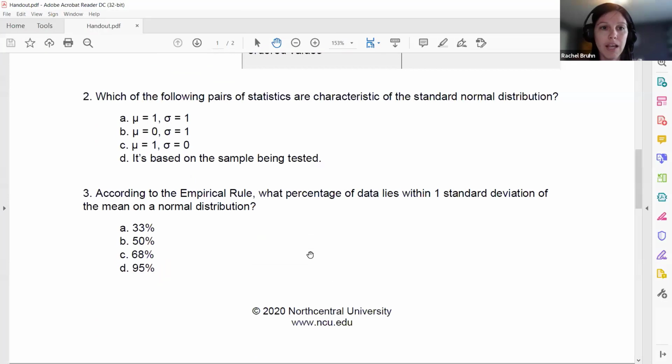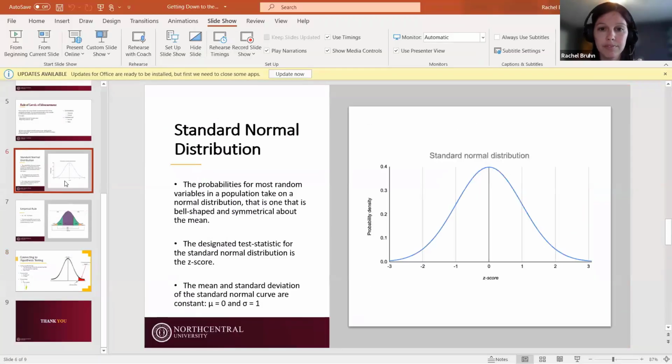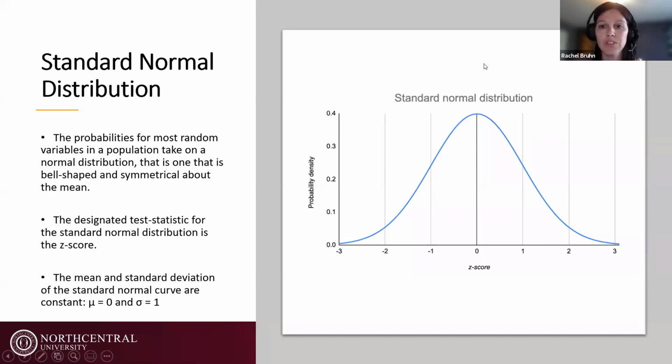Okay. So the statistics of the standard normal distribution: it has a mean of 0 and a standard deviation of 1. So that's with this normal distribution here. You can see the mean is here in the middle and it's 0. So the mean of the standard normal distribution is 0.